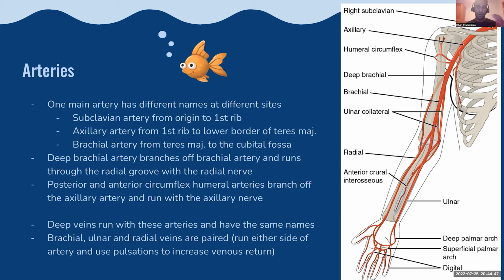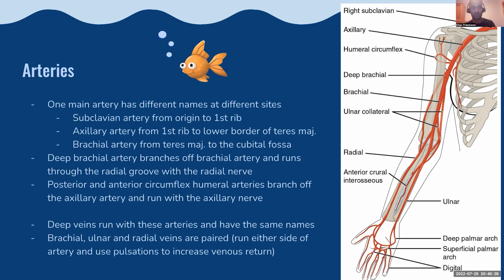Okay, off the brachial artery, we have the deep brachial artery, which runs through the radial groove with the radial nerve, which is that protrusion in the humerus. Okay, so if you fracture your radial groove, it carries your deep brachial artery and radial nerve, which are at risk of damage. We also have the posterior and anterior circumflex humeral arteries, which branch off the axillary artery, and they run with the axillary nerve around the neck of the humerus. And those were the ones that I mentioned were in danger when we have shoulder dislocation.